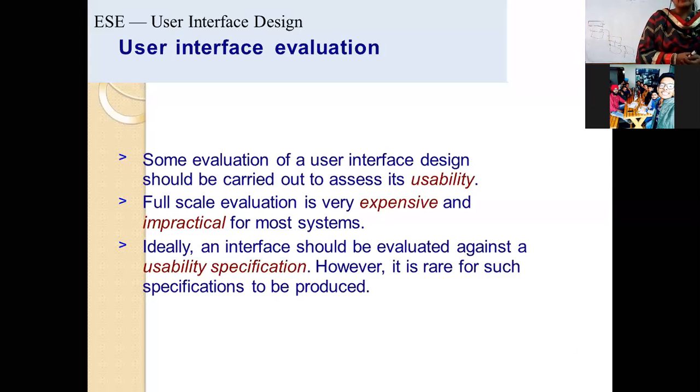Full scale evaluation is very expensive. We cannot evaluate everything in the user interface, and it is impractical for some systems. Ideally, an interface should be evaluated against a usability specification. A usability specification model is given, and you have to test according to that specification. However, it is rare for such a specification to be produced, so it is not easy for a specification to be produced.